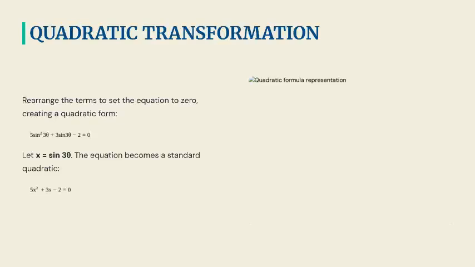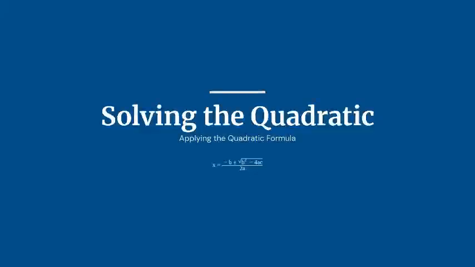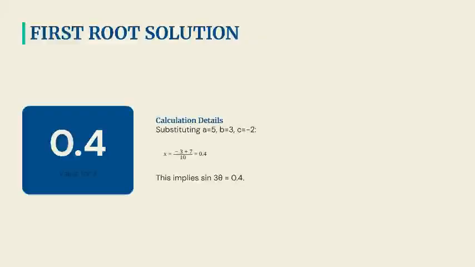Next, we perform a quadratic transformation by rearranging the terms and setting the equation to 0: 5 sine squared 3 theta plus 3 sine 3 theta minus 2 equals 0. By letting x equals sine 3 theta, we get the standard quadratic form, 5x squared plus 3x minus 2 equals 0. We will now solve the resulting quadratic equation by applying the quadratic formula. Using the quadratic formula with the positive discriminant, we find the first root for x. Substituting a equals 5, b equals 3, and c equals minus 2, we get x equals 0.4. This means sine 3 theta equals 0.4.